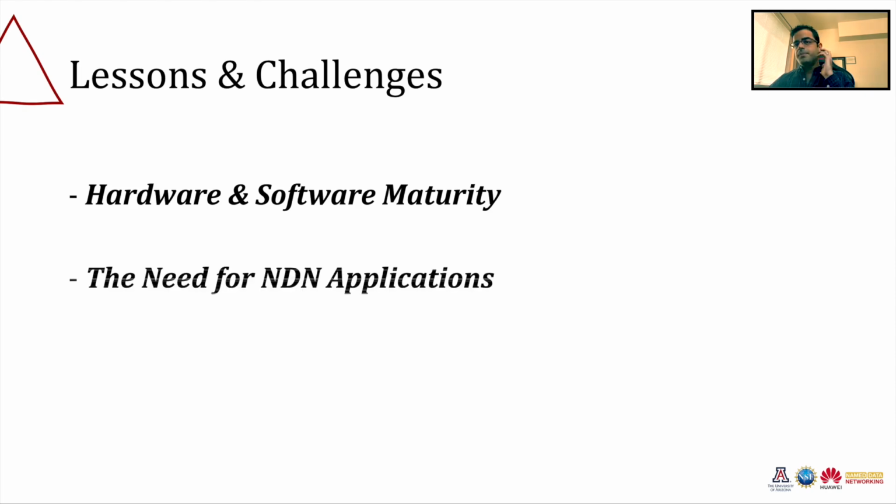The second lesson is about applications. At the moment, IP applications and services cannot directly run over NDN. This by itself might not be an issue. However, developing NDN applications is a quite complex and time-consuming process. For example, in this work, we spent several months developing the NDN version of the video streaming service. And this issue has actually been confirmed by multiple other works in the literature.